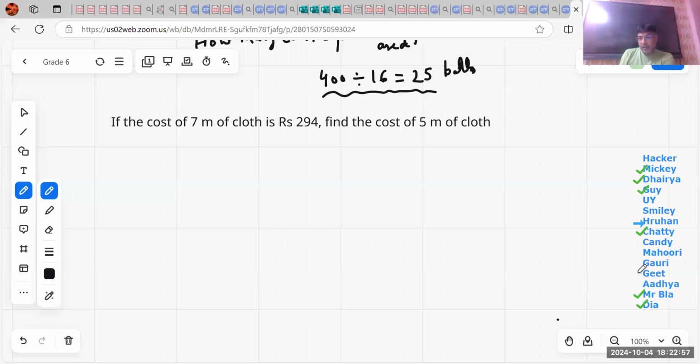Keith, Gauri, Adya are absent. Ma'am, when Chatty and Mahuri send your answer, write C and M with it. Has UI joined? Hacker will join late. UI, let me text.